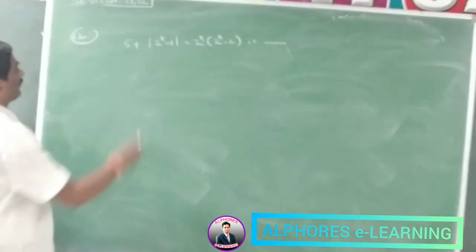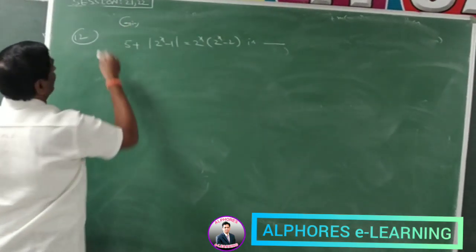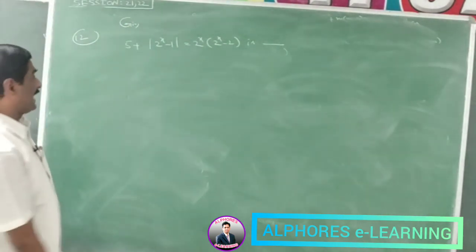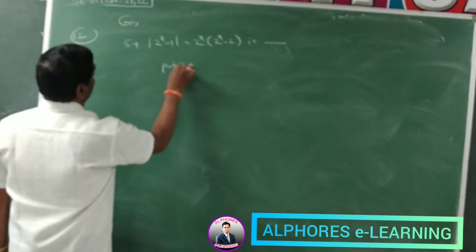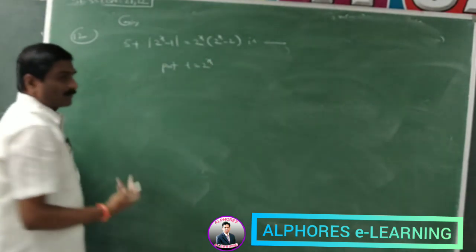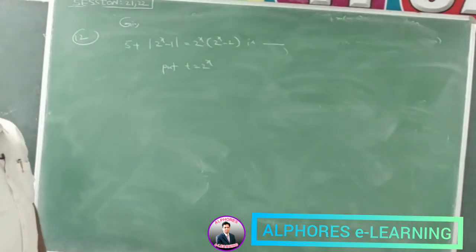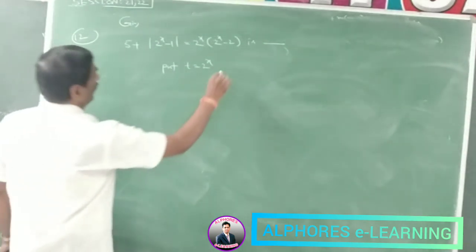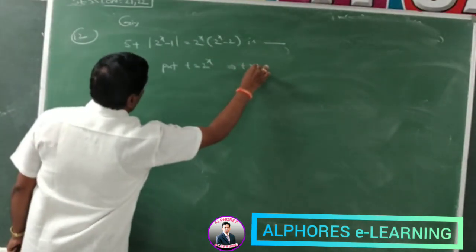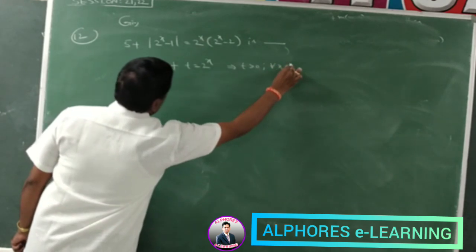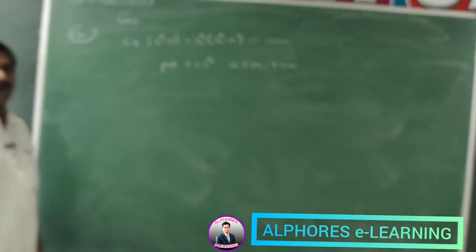So given equation is in this form. It is in exponential form. Say t is equal to 2 power x. Put t is equal to 2 power x. Exponential value is always positive. So that means t is always greater than 0 for all x belongs to R. t is greater than 0 for all x belongs to R.